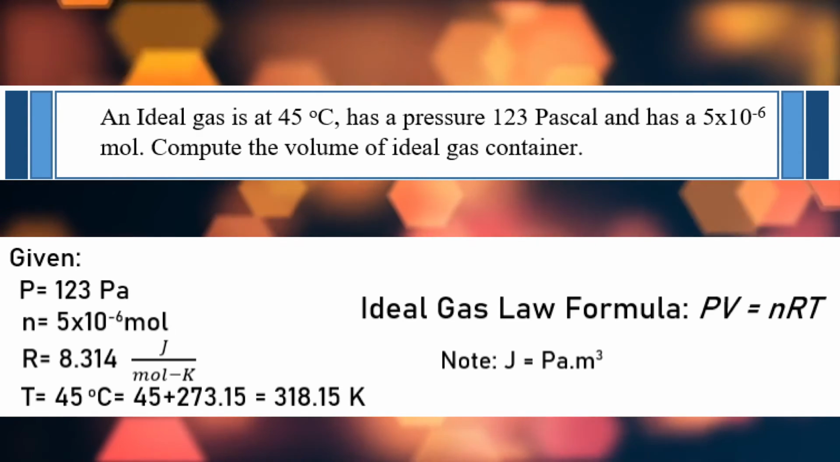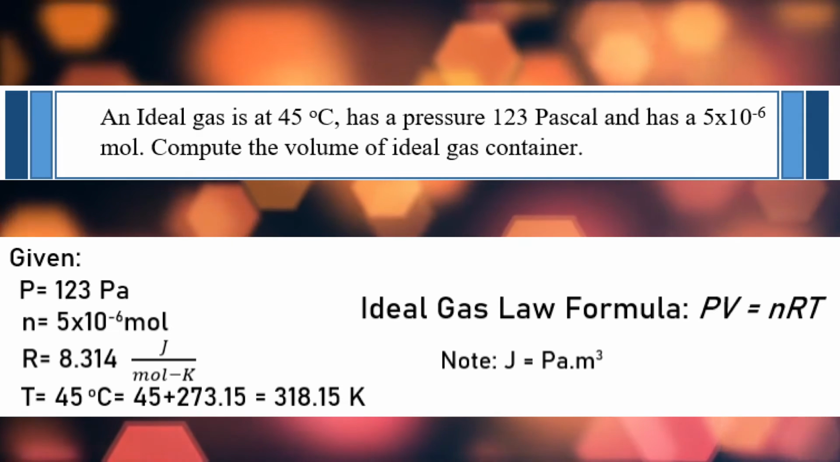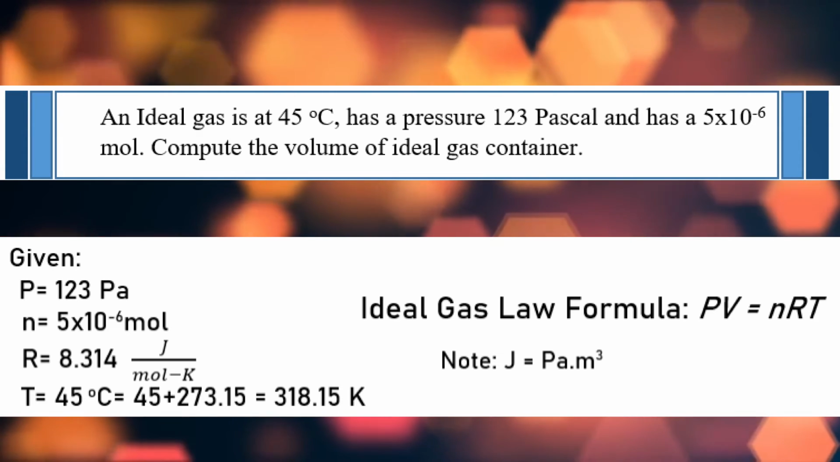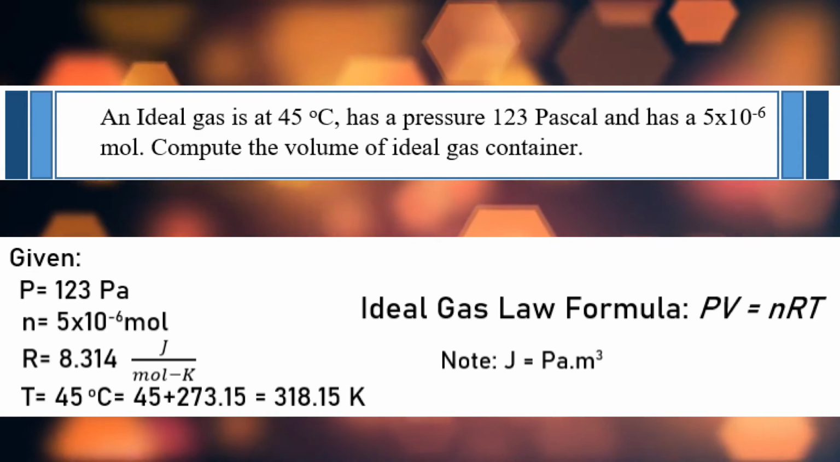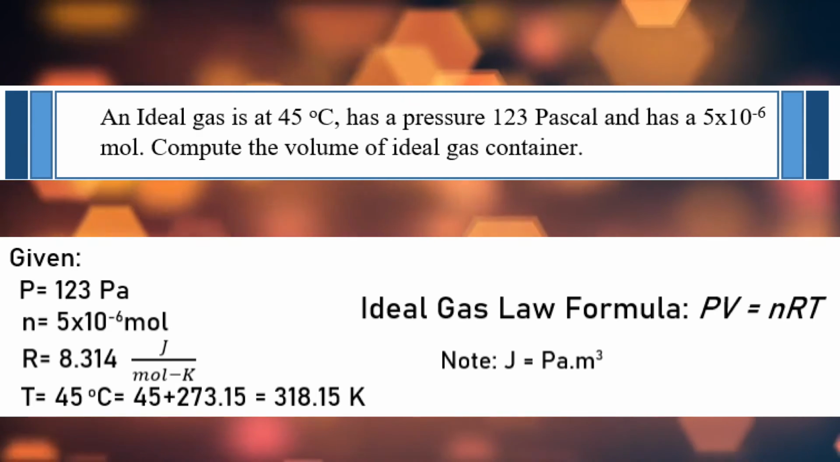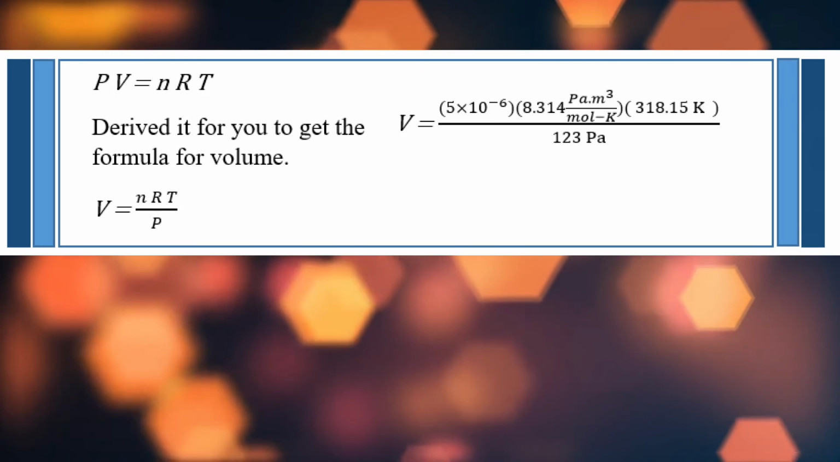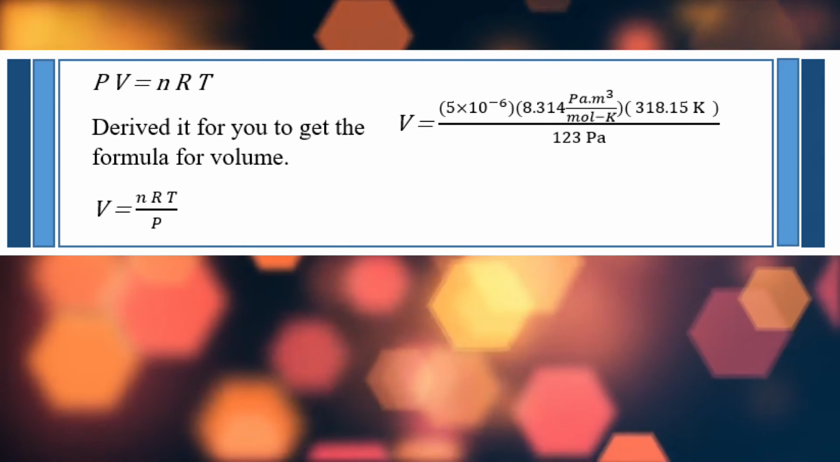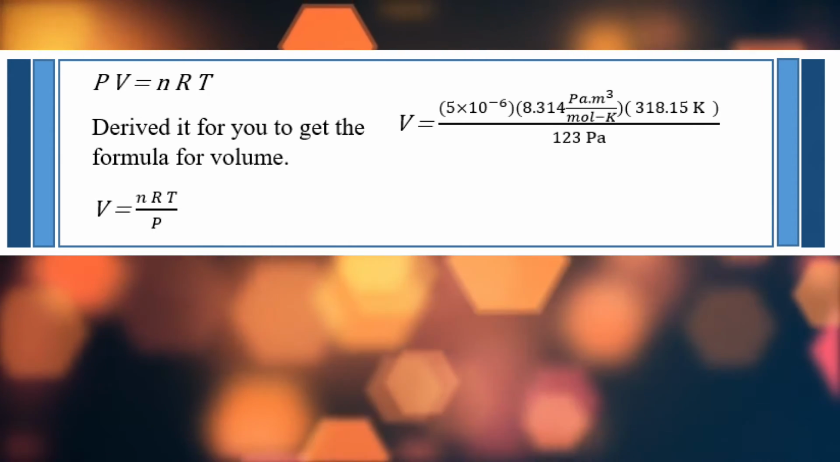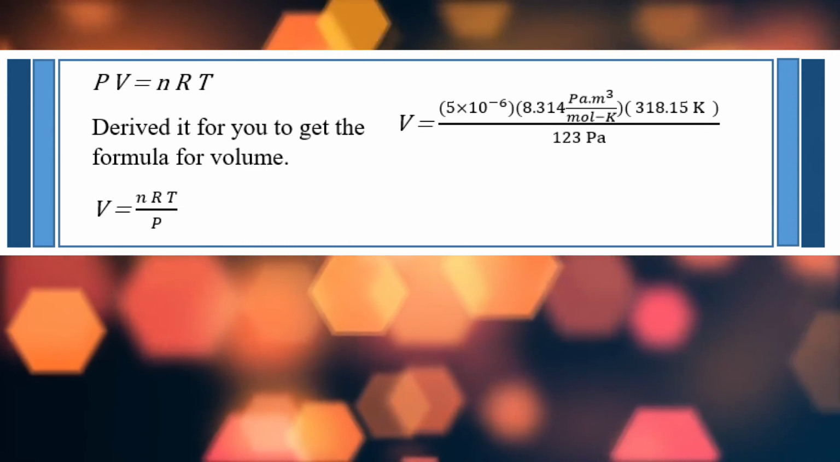We are going to use the ideal gas law formula because you were given a number of moles and there is no change in the properties of thermodynamics. Joules is equal to Pascal cubic meter. We need to derive the formula in order for us to get the volume. So the formula for volume is equal to number of moles times R times T all over P.